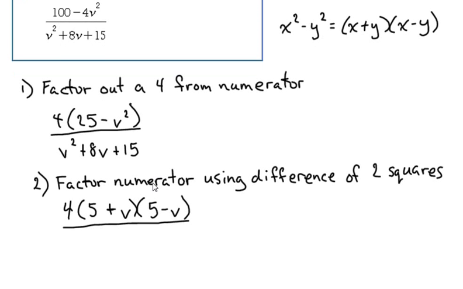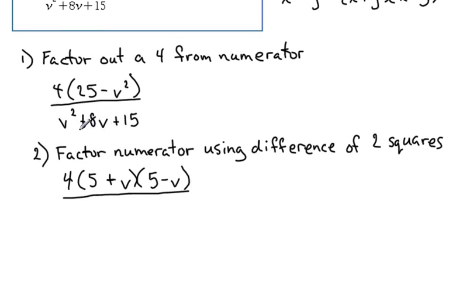Next up, we're going to factor the denominator, and we're simply going to use the product and the sum rules. So let's draw two sets of parentheses. We know we have a v here and we have a v here. Two numbers that multiply together to get 15 and add up to 8 are 5 and 3, and they both have to be positive because the sum and the product are both positive.